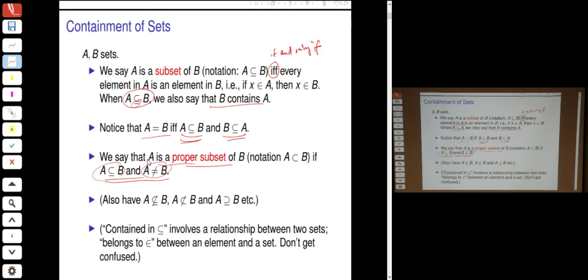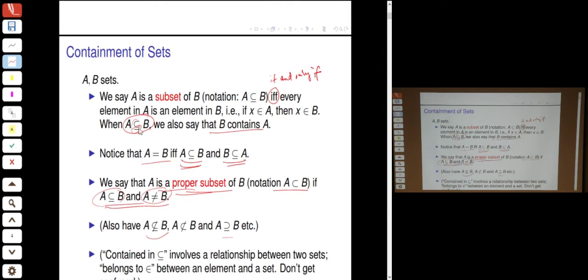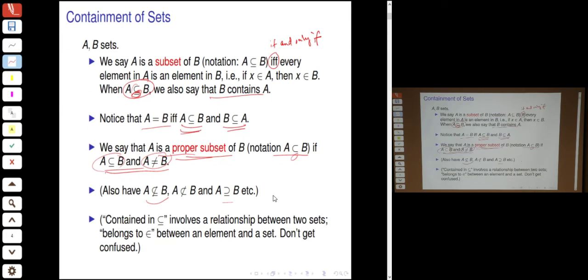And you can do analogous symbols, like the containment symbol with a cross, which means not contained in, and so on. The proper subset notation is A contained in B without the equality sign. So it means proper containment. A is a proper subset, so B contains extra elements which are not in A.